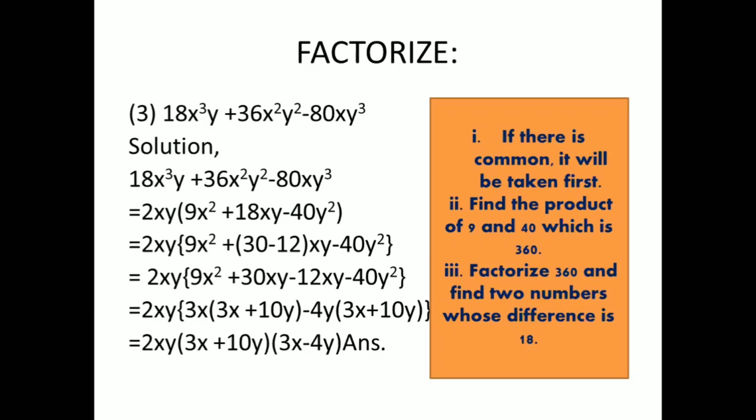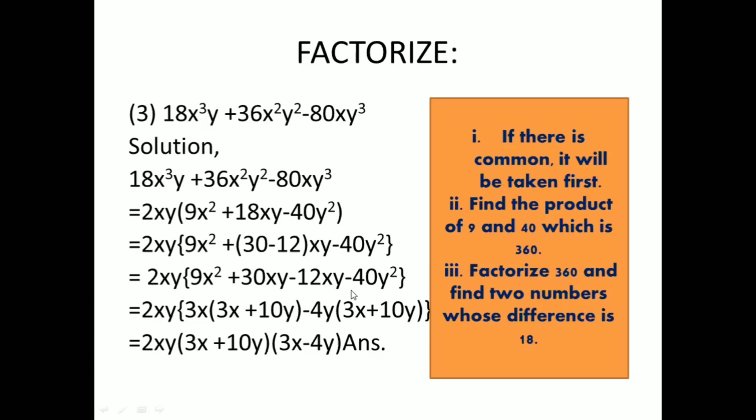Then we have to bring this 18. 30 minus 12 is 18, and 30 into minus 12 will be minus 360. Okay, it is correct. Now remove the bracket. 30 into xy is 30xy, and minus 12 into xy is minus 12xy.